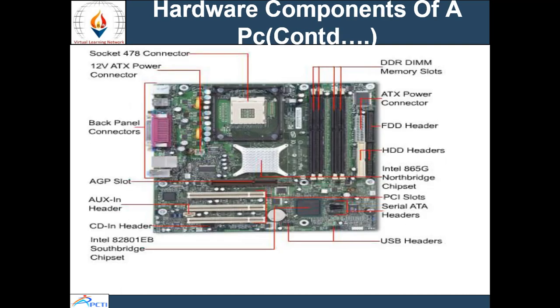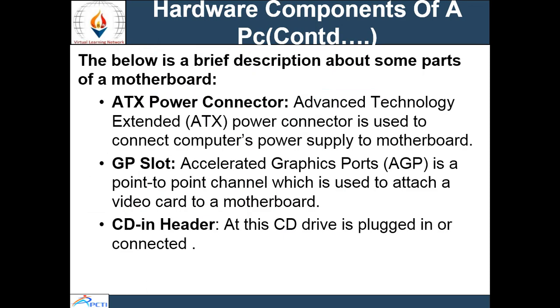This picture shows how a motherboard looks like. Below is a brief description about some parts of a motherboard. First one, ATX power connector. Advanced Technology Extended power connector is used to connect the computer's power supply to the motherboard. AGP slot. Accelerated Graphics Port is a point-to-point channel which is used to attach a video card to a motherboard.